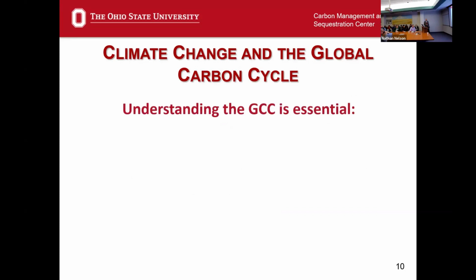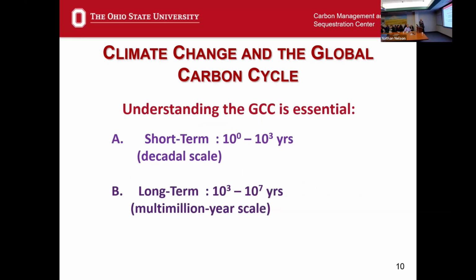So what it means is understanding the global carbon cycle from about 1 year to about 1,000 years, 10 to the zero to 10 to the 3. And the long-term cycle is about 1,000 to millions of years. So we will have brief examples of both of those cycles.